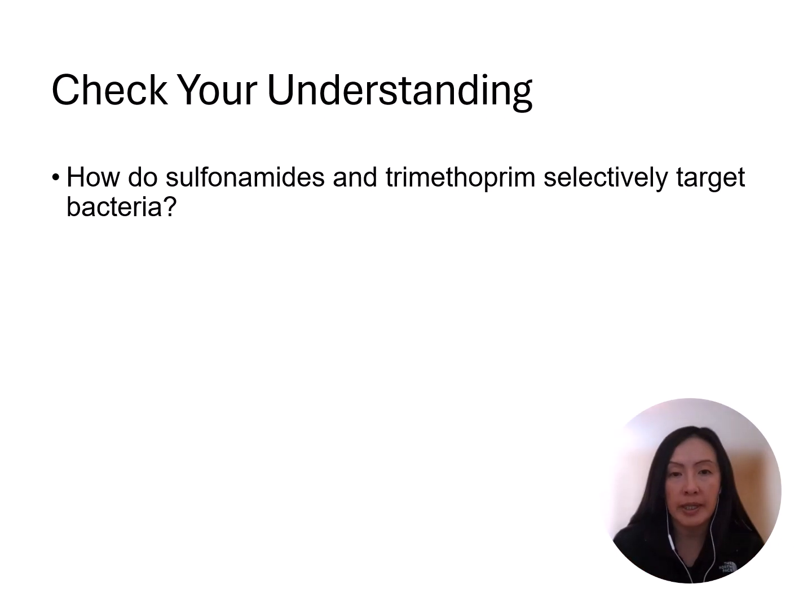How do sulfonamides and trimethoprim selectively target bacteria? So we just saw that both drugs are anti-metabolites that block steps in bacterial folic acid synthesis, and that was essential for the bacteria to make DNA and RNA. Sulfonamides mimic PABA, and don't worry about what it stands for, but if you're interested, PABA stands for para-amino-benzoic acid. And sulfonamides, therefore, block the first enzyme in that folate pathway. Folate is the same thing as folic acid.